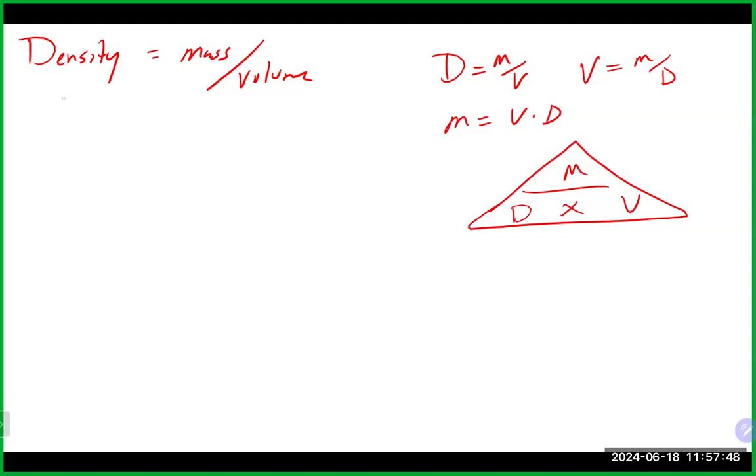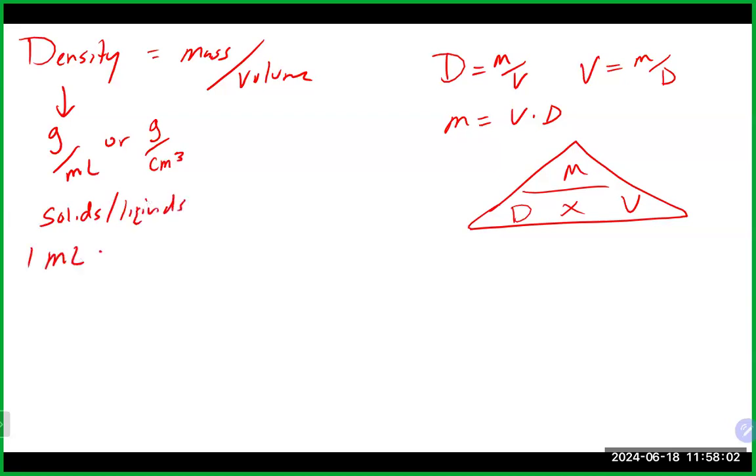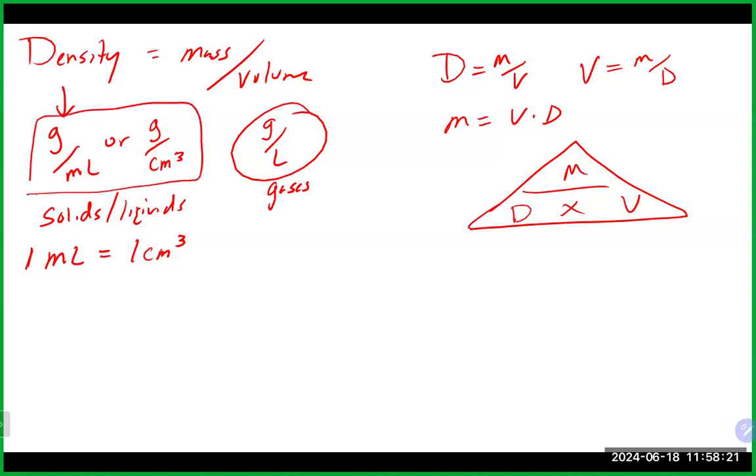Typical units of density are grams per milliliter, or grams per cubic centimeter, for solids and liquids. And again, as we just talked about a second ago, a milliliter is the same as a cubic centimeter. For gases, as we'll see when we get to the gas chapter, a lot of times gas densities are given in grams per liter rather than grams per milliliter. But most of the time, density is given in these units here.